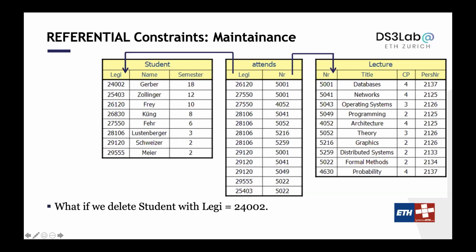So what if we delete one student, for example the first student? Or what if we delete one lecture, like databases? What can we do? In this case, whenever you are deleting it, you are going to violate the key constraint. And the fundamental question is, can we automatically also change the attendance table such that the constraint is not violated anymore?